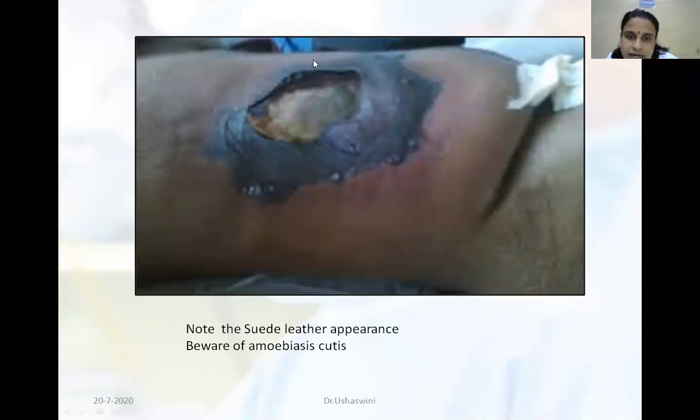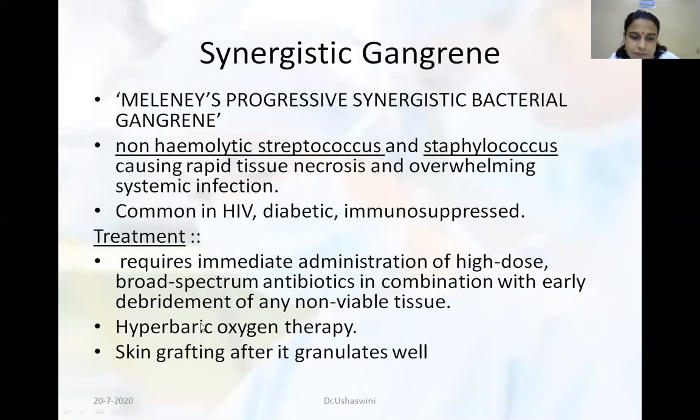So as soon as you see this kind of infection, a similar kind of infection is also necrotizing fasciitis. Always rapid, immediate action. Start the patient on IV antibiotics, and as soon as possible debride the necrotic patch until you get the viable bleeding edges. In such conditions, you should also be very cautious about the possibility of amoebiasis cutis, a dangerous skin infection.